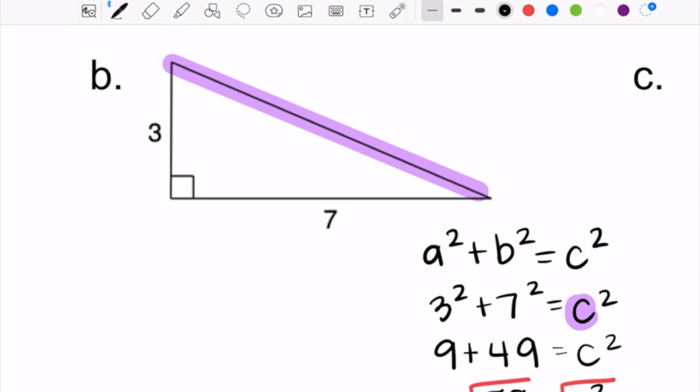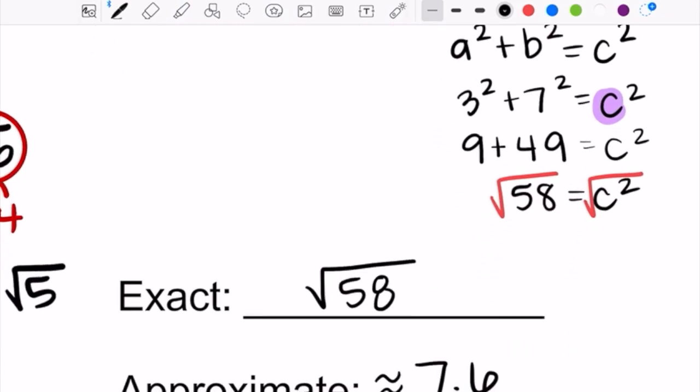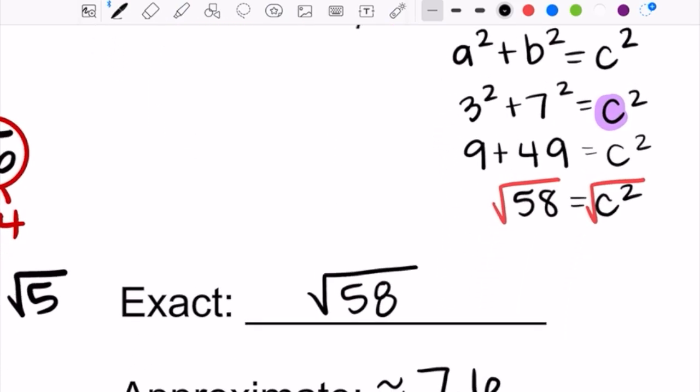9 plus 49 gives you 58. You have 58 is equal to c squared, and then you have to get the c all by itself because you're solving for c. So you take the square root of both sides, and that's your answer to the question.